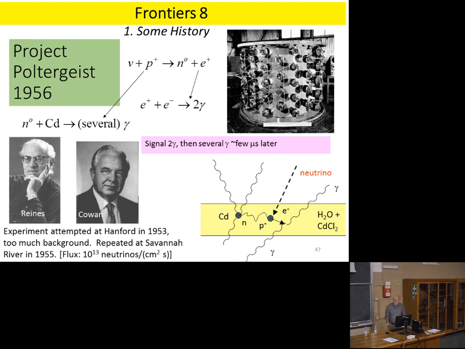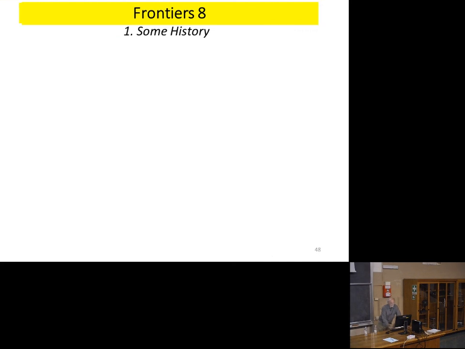And I've shown here just the apparatus itself, and the actual reaction that they see when the neutrino interacts and what they detect in this liquid, which is really cleaning fluid that they use. And so the experiment, as I say, was attempted in Hanford, and they repeated it at Savannah River in 1955, and that was the discovery of the neutrino. I probably should take a break now, so let's take a break and then we'll continue.